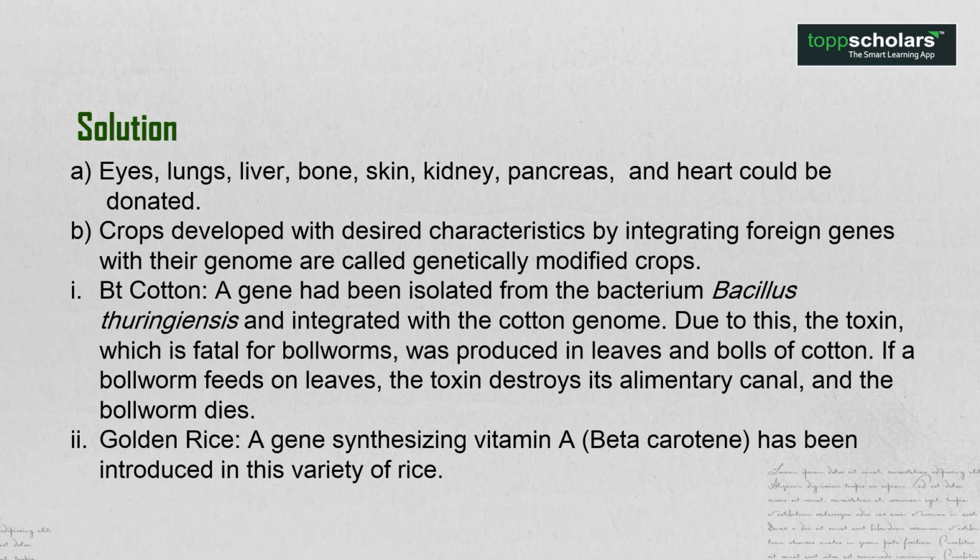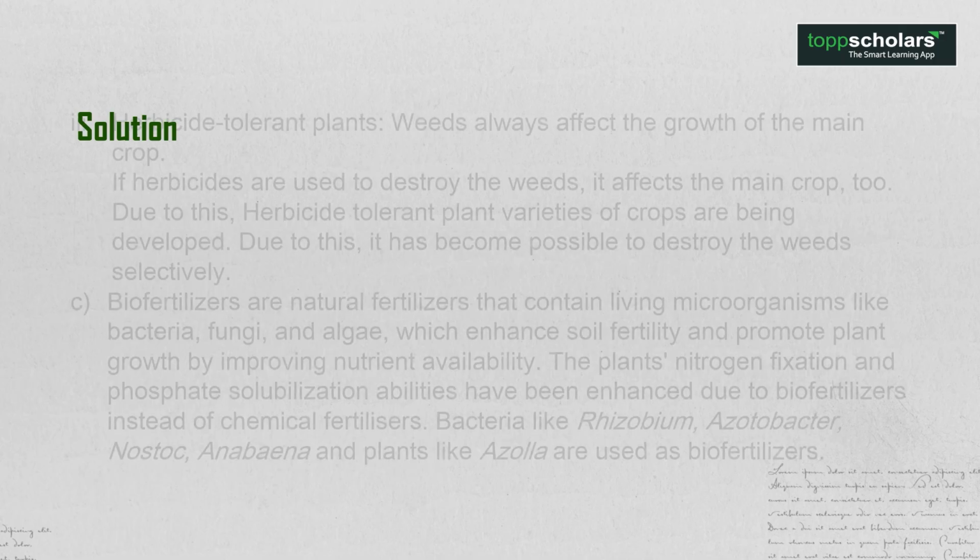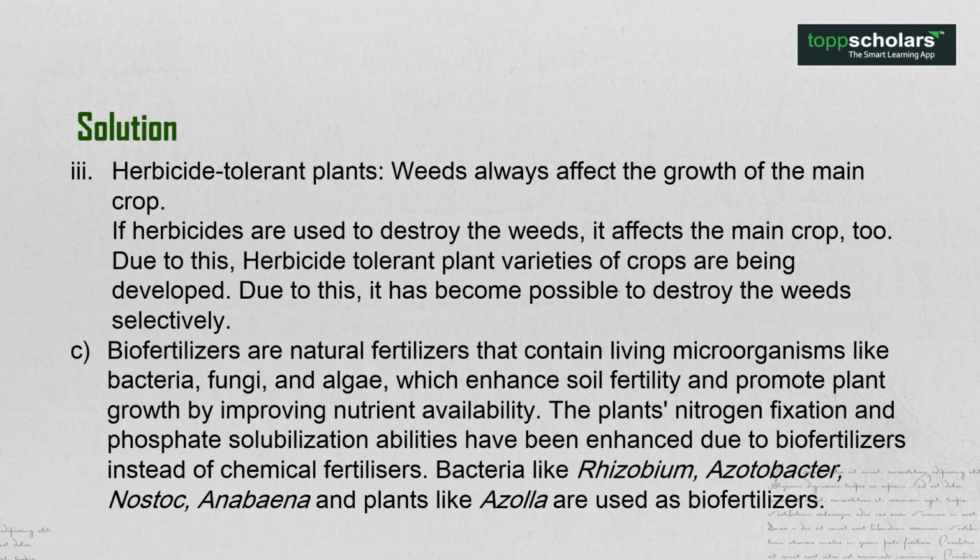Next, golden rice. A gene synthesizing vitamin A, beta carotene, has been introduced in this variety of rice. 3. Herbicide-tolerant plants. Weed always affects the growth of the main crops. If herbicides are used to destroy the weeds, it affects the main crops too. Due to this, herbicide-tolerant plant varieties of crops are being developed. Due to this, it has become possible to destroy the weeds selectively.